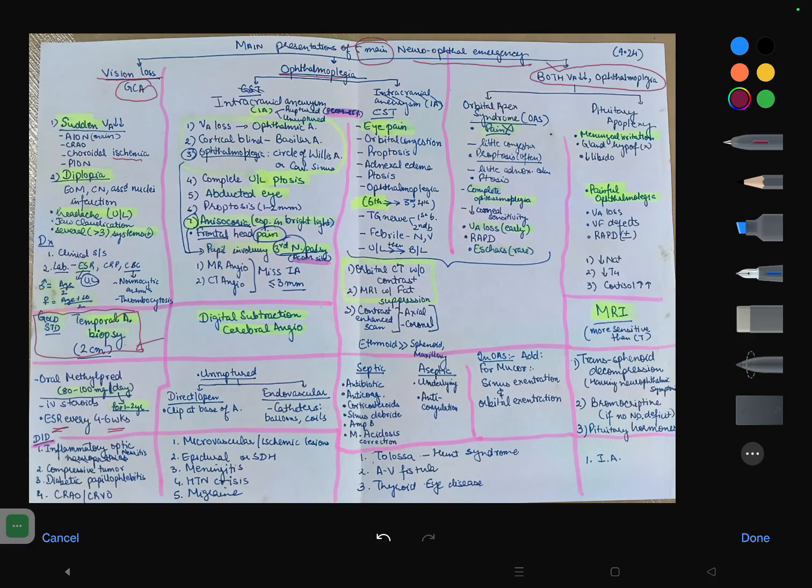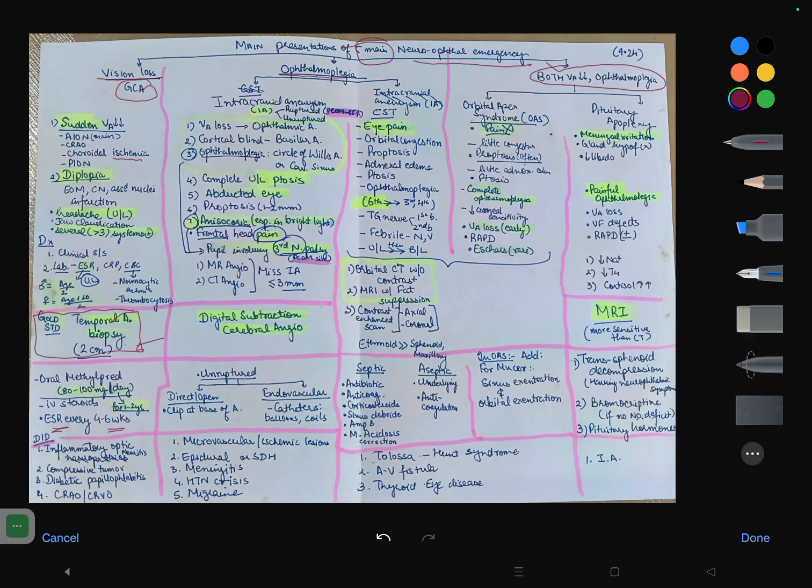If there is ophthalmoplegia, we have to look for circle of Willis aneurysm or cavernous sinus aneurysm. In these patients, complete unilateral ptosis can be present. Their eye can be abducted, and proptosis can be present about 1 to 2 millimeter. Anisocoria is there, and this anisocoria is increased in bright lights. There can be frontal head pain, and if the patient has ophthalmoplegia, the patient might present with pupil involving third nerve palsy when posterior communicating site is involved.